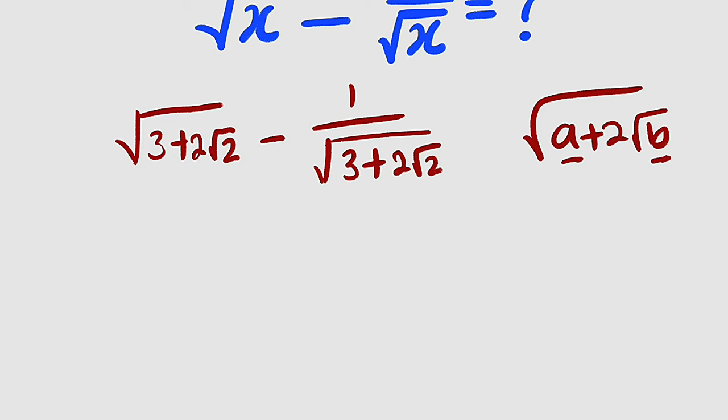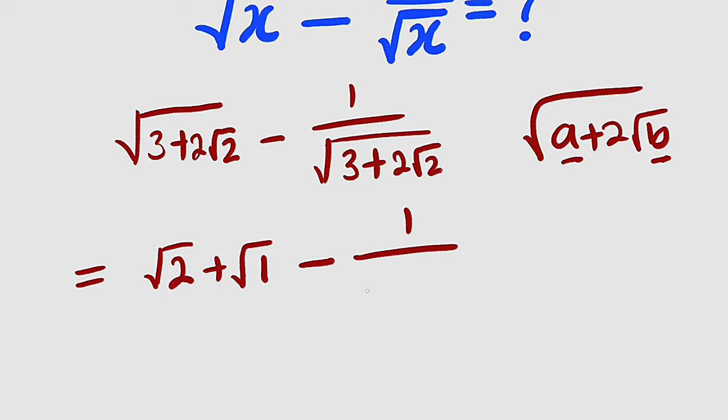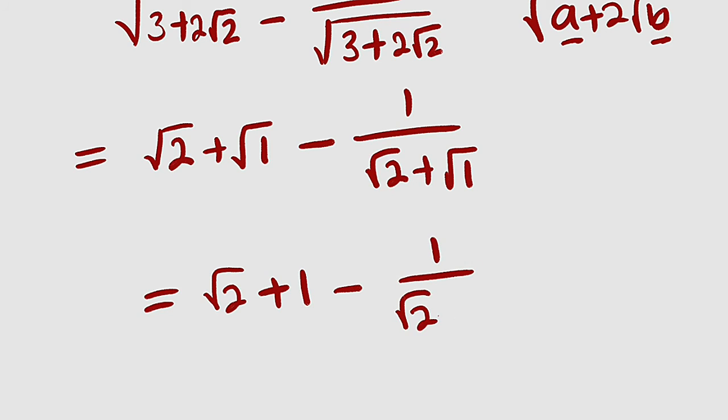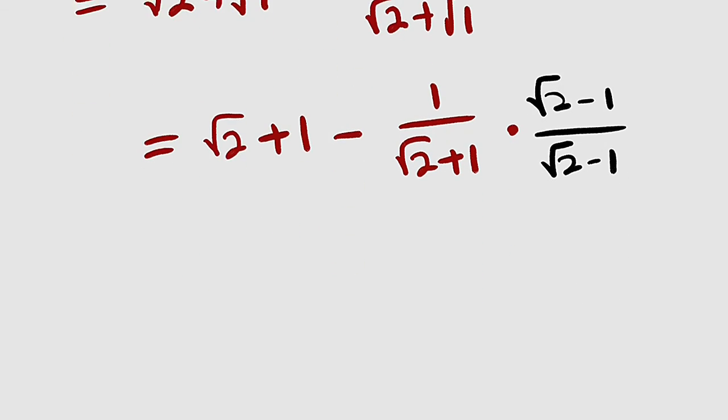So the square root of this will be what? The square root of 2, that number, plus the other one, the square root of 1. You do the same thing: minus 1 divided by the square root of 2 plus the square root of 1. The square root of 2 remains the square root of 2, but the square root of 1 is 1. Minus 1 divided by the square root of 2 plus 1. But we can rationalize this, right? By multiplying the top and the bottom by the conjugate, which is the square root of 2 minus 1.